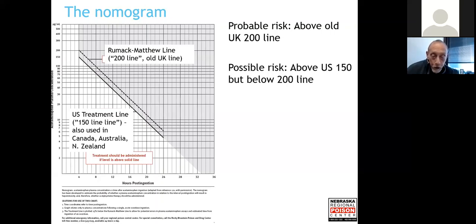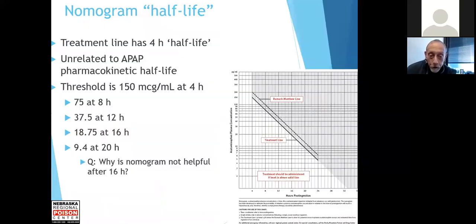Why 4 hours? The idea was by then you've absorbed most of your drug, and then it declines. So what is the threshold decline? Well, that's just the way that it worked out when they did this empirically to see what happened to people who actually developed hepatotoxicity. So the half-life of the nomogram line, and I use half-life in air quotes, is 4 hours. It's not based on the pharmacokinetic half-life of acetaminophen. It's just the way it worked out with the actual patients that they derived it from.